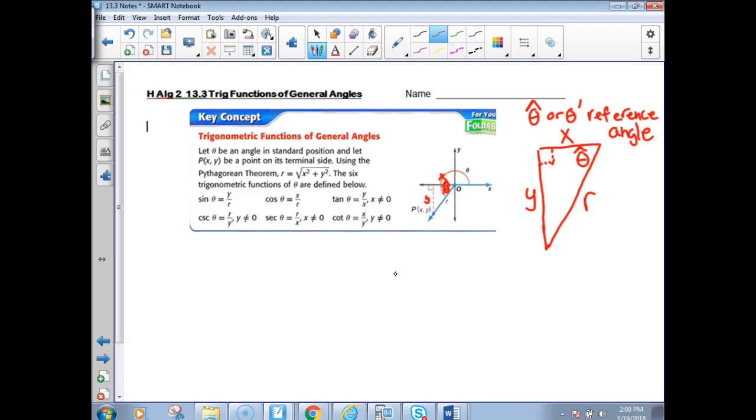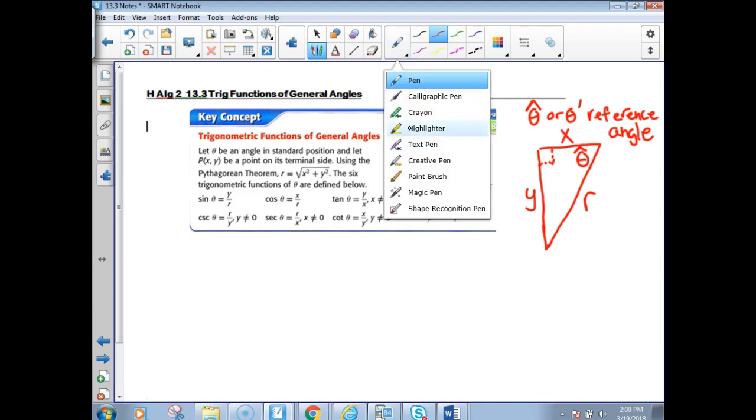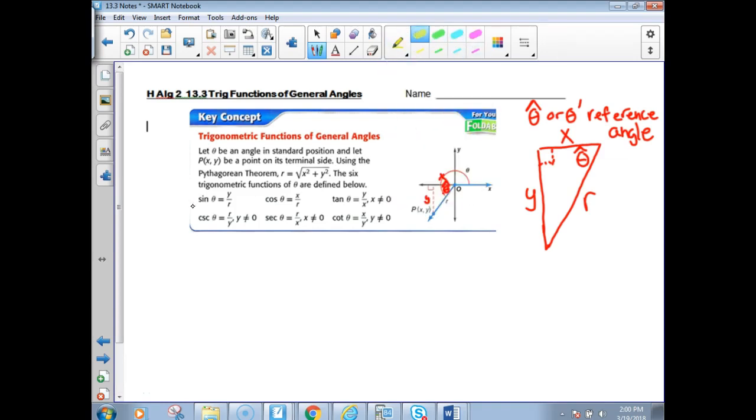So what you need to memorize, you need to memorize or know these, because we already got it down that these are the reciprocals of those, right?